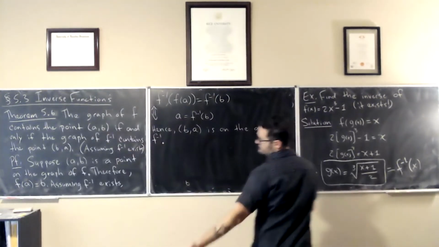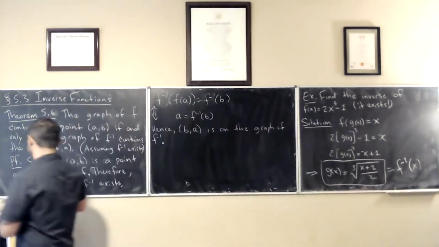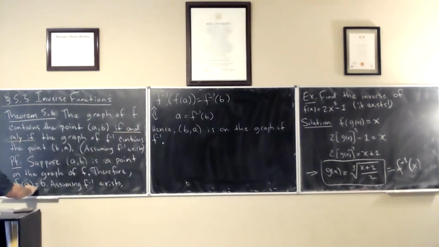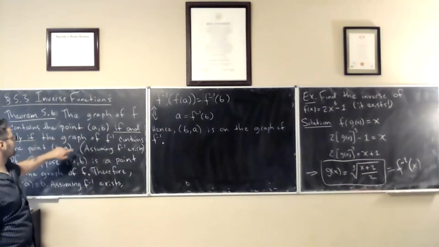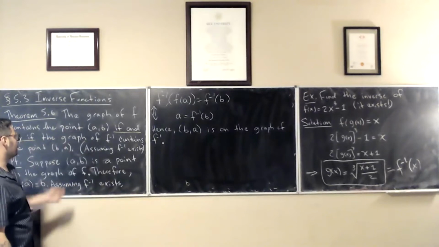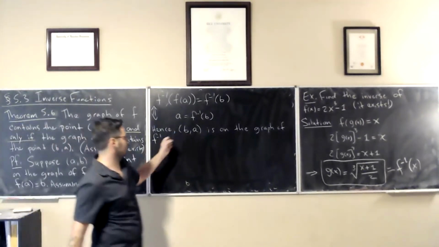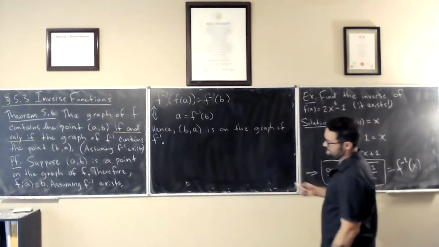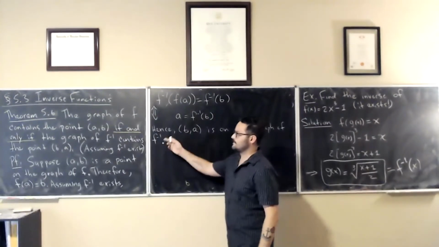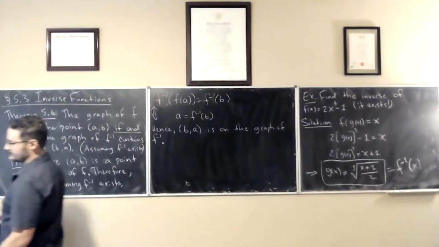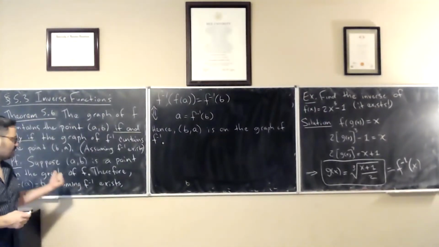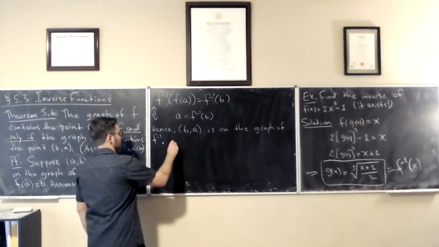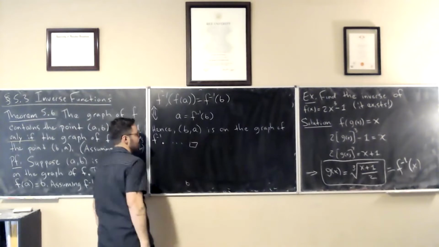So that shows one direction of this if and only if. This is a biconditional statement, which means that this implies that and that implies this. So conversely, you would suppose that this point is on the graph of f inverse, and then to finish the proof, you would show that assuming that's on the graph of this implies that's on the graph of that. So I'm not going to finish the proof, but it's basically the same thing over again.